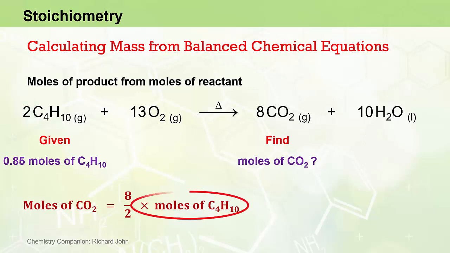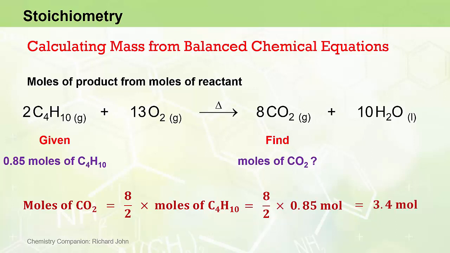And we multiply that ratio by the starting moles of the given substance, so that's 8 on 2 times the moles of butane, which is 8 on 2 times 0.85 moles, which gives us an answer of 3.4 moles of carbon dioxide would be produced from 0.85 moles of butane.